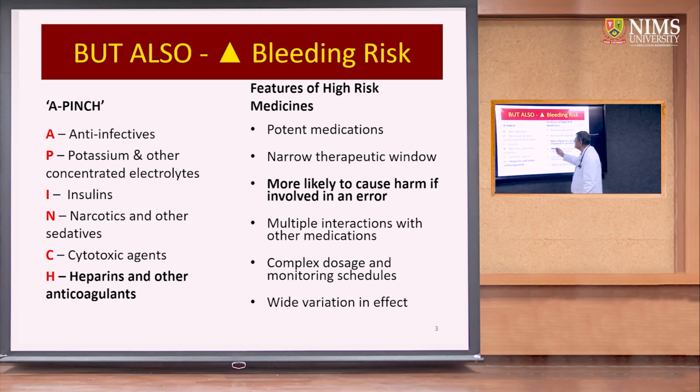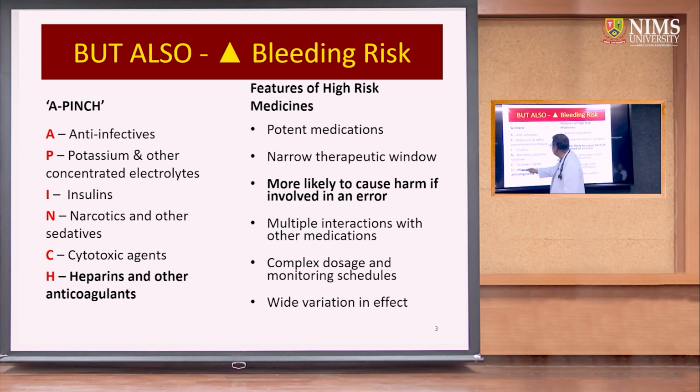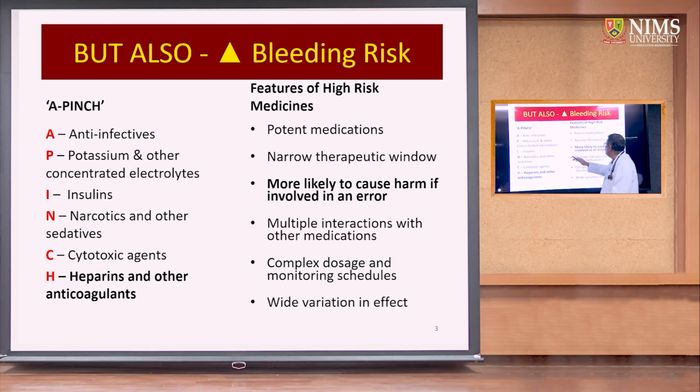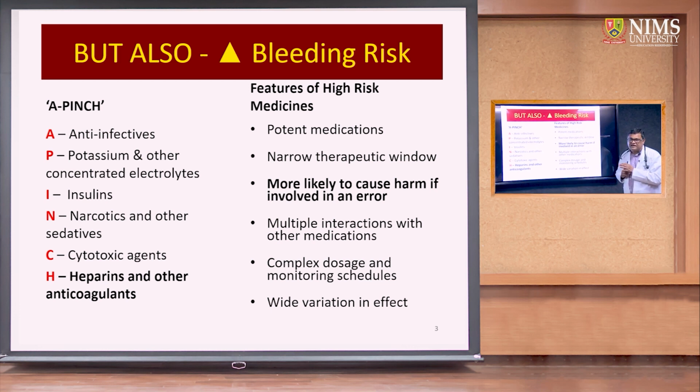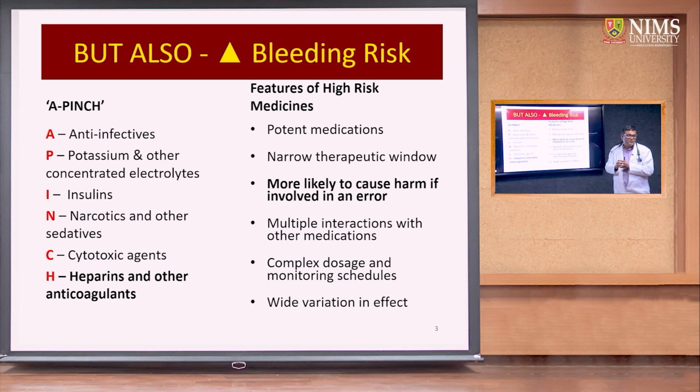So, there is this acronym A-pinch. A is for anti-infectives. So, there are many anti-infective agents which can increase the bleeding risk. P is for potassium and electrolytes. I is for insulins. N is for narcotics. C is for cytotoxic agents, and H is for heparins. So, these are basically high risk medicines. They may not necessarily cause bleeding, but these drugs you have to be very careful.